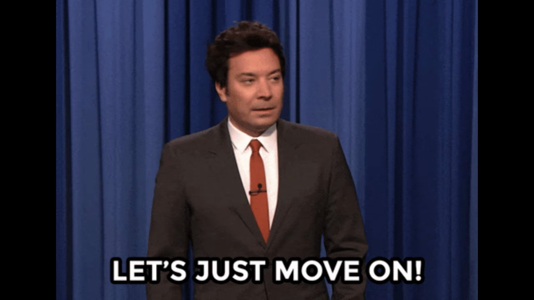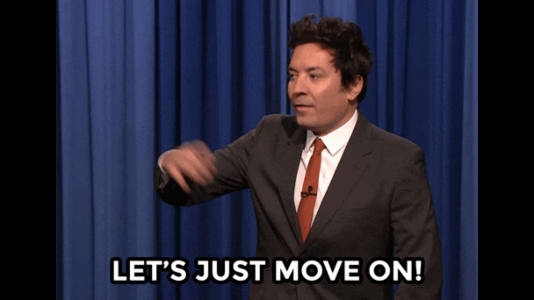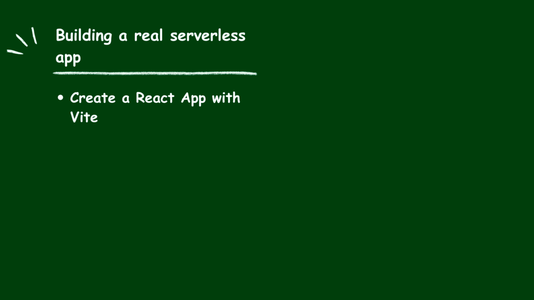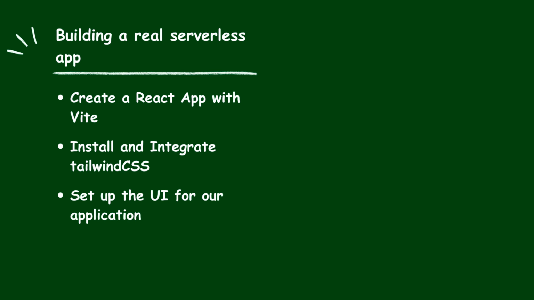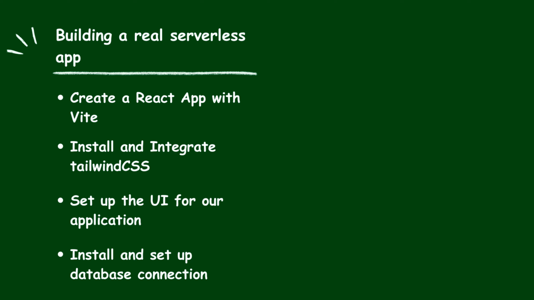Over the course of this video, we will consider the following talking points. We are going to create a React app. Then we are going to install and set up Tailwind CSS in our application. We are going to create the UI for our app, and that's going to include one folder that's going to house 3 different components. We are going to install and set up our database connection. We are going to run some CRUD operations, okay? That includes creating a record, updating a record, editing a record, and deleting a record, okay?